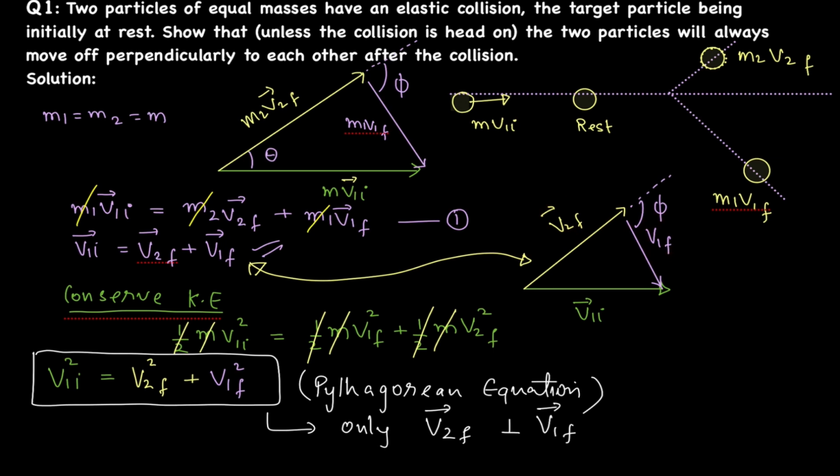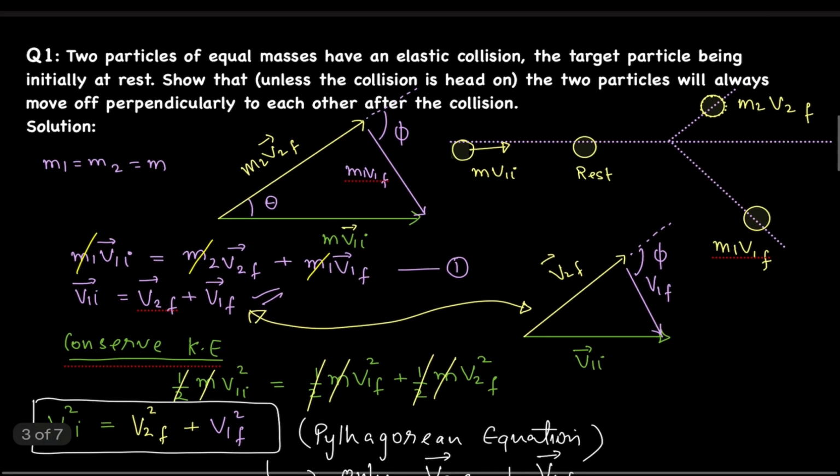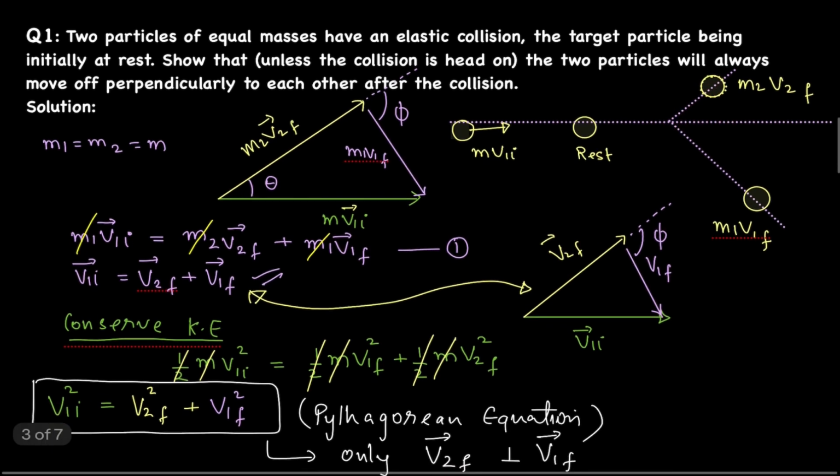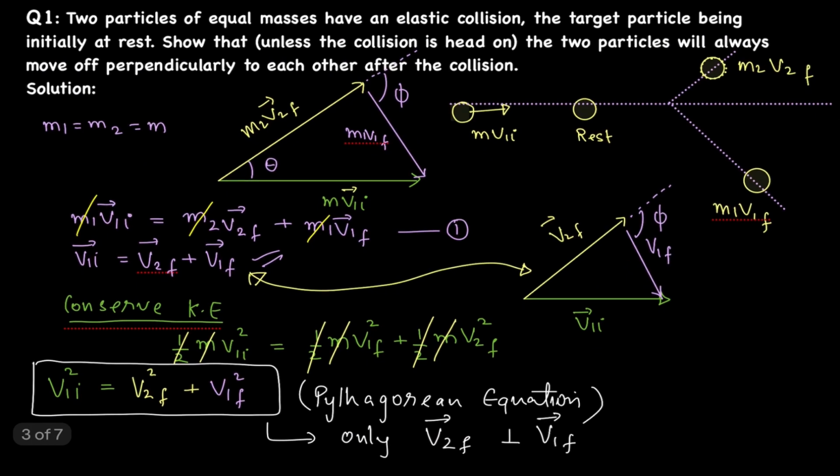So this is what we need to prove, that if the masses are same and the collision is elastic, then what will happen? Both the masses will move in such a direction that they are making 90 degree with each other. So this is how we can prove this situation without further calculation, just with the approach of triangular law.